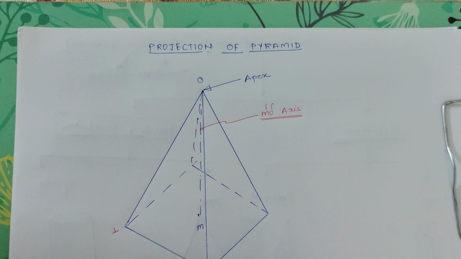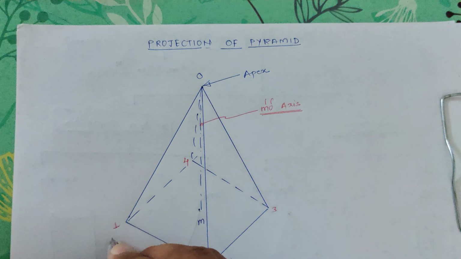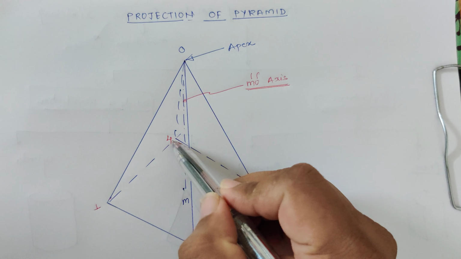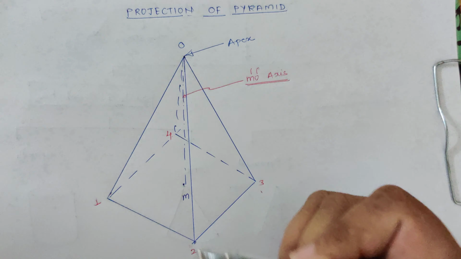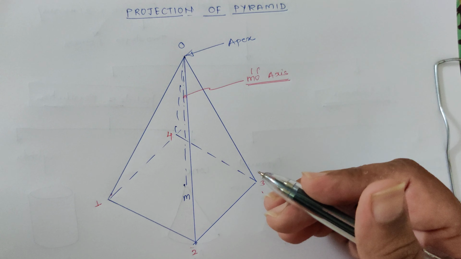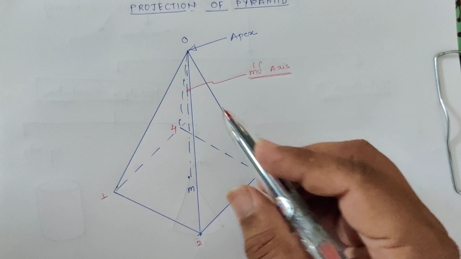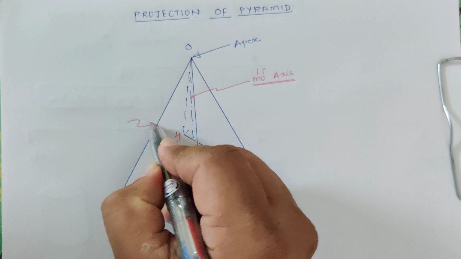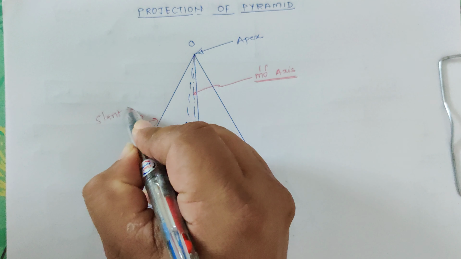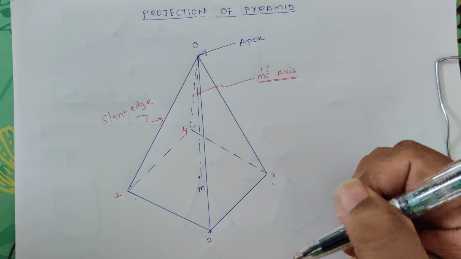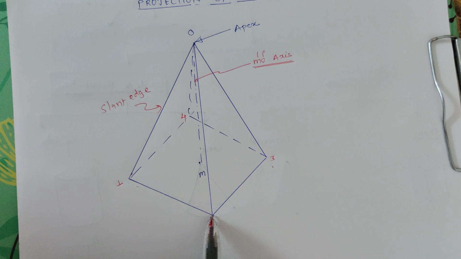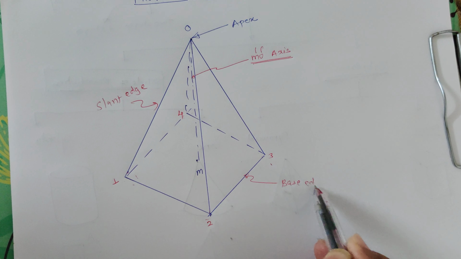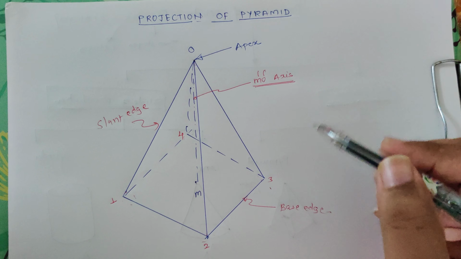Here I'll consider these as 1, 2, 3, 4. So 1, 2, 3, 4 are called base corners. If there is a square pyramid, there will be 4 base corners, like that for pentagon, hexagon and triangular pyramid. These lines O1, O2, O3 and O4 are called slant edges, or inclined edges. These lines 1-2, 2-3, 3-4, 4-1 are called base edges.